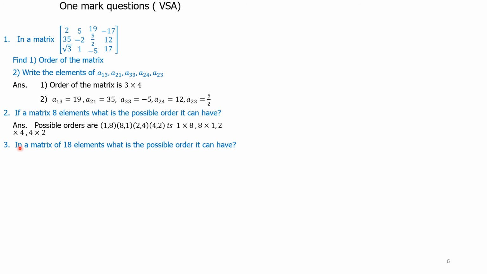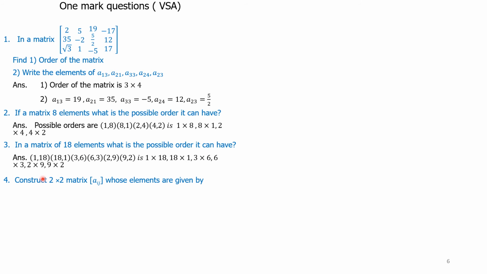Question number 3. In a matrix of 18 elements, what are the possible orders it can have? The possibilities are 1 by 18, 18 by 1, 3 by 6, 6 by 3, 2 by 9, and 9 by 2.